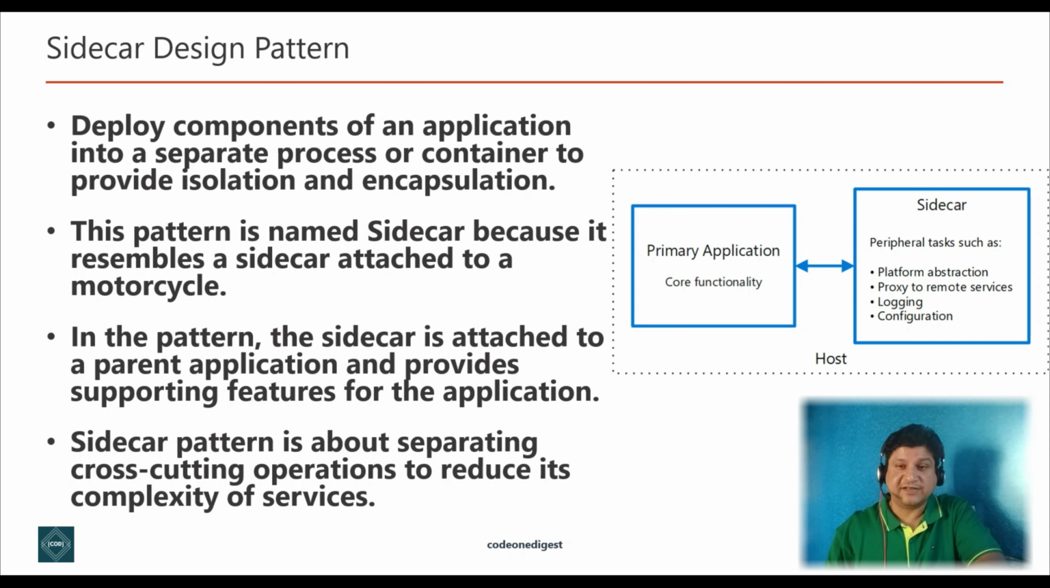The sidecar pattern is about separating the cross-cutting operations to reduce the complexity of the services. For example, there are several modules that we want to run for each microservice, like logging, messaging, monitoring, etc. This pattern can also enable an application to be composed of heterogeneous components and technologies. The sidecar also shares the same life cycle as the parent application, being created and retired along with the parent. As the sidecar is attached to a motorcycle, similarly in software architecture, a sidecar is attached to a parent application and extends its functionalities.